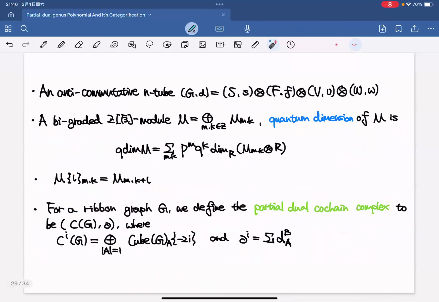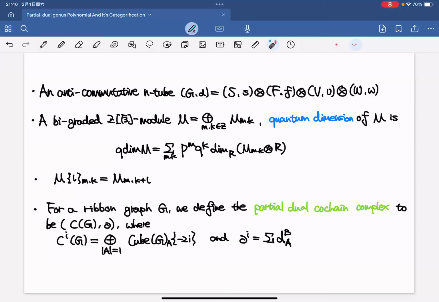Okay, so roughly speaking, we just take the tensor product of all these 4 n-cubes, and then we can define the quantum dimension of M in this way. So we have 2 variables here, M and N, and they come from the degrees of X and Y.